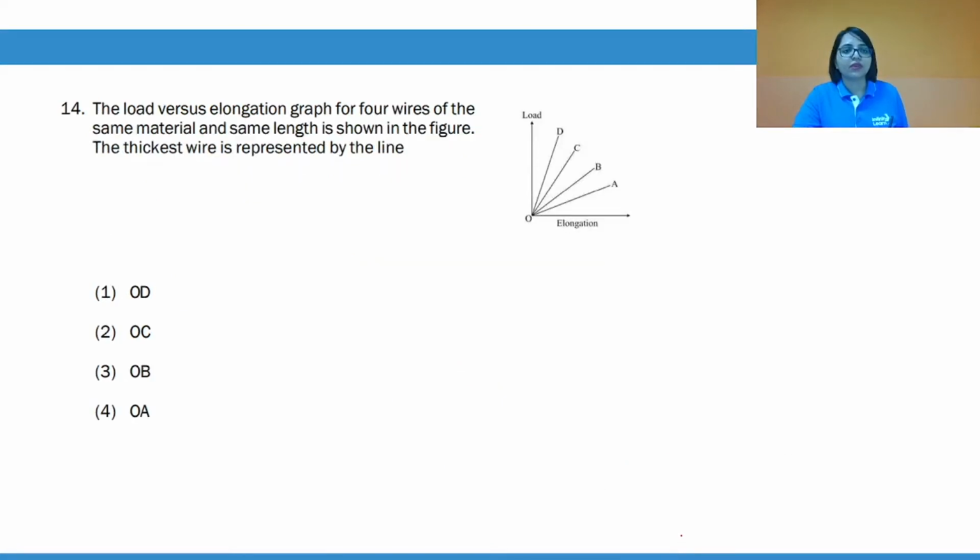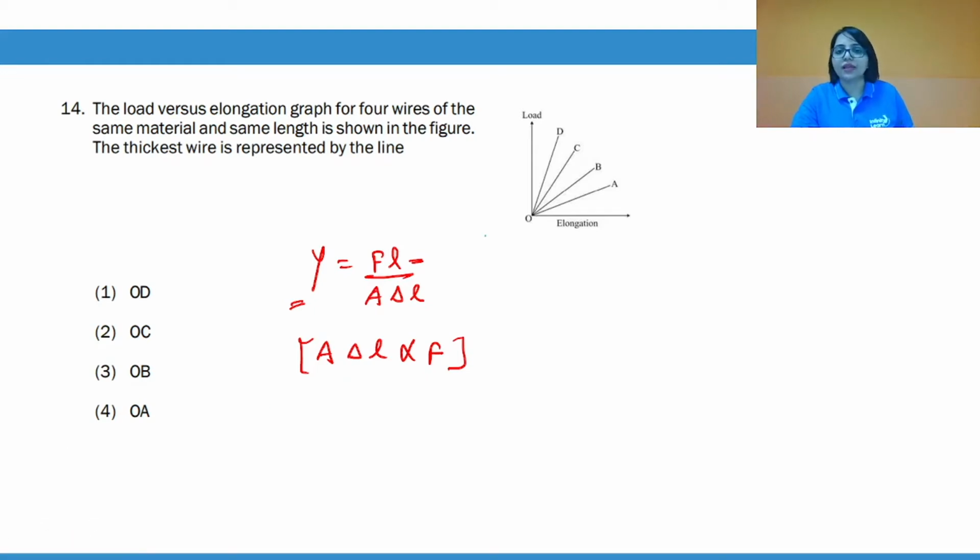Next is question number 14. The load versus elongation graph for 4 wires of the same material and same length is shown in the figure. The thickest wire is represented by the line. So we have load versus elongation graph, and we need to find the thickest wire, right? Material is same and length is given as same. So Y is equal to FL upon A delta L. Material is same, that means Young's modulus is same for all the wires and length is same. So basically A delta L is directly proportional to F, where F is load and delta L is elongation, right?